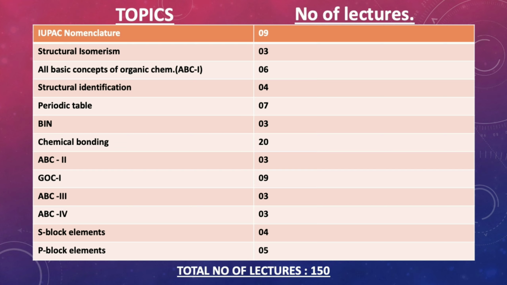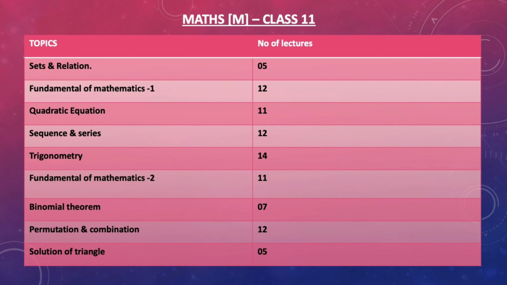Chemical bonding, 20. ABC 2, 3. GOC 1, 9. ABC 3, 3. ABC 4, 3. S block elements, 4. P block elements, 5. Total number of lectures is 150.